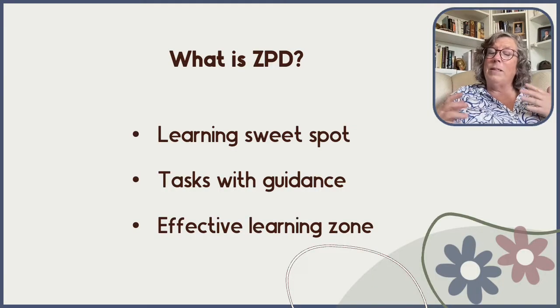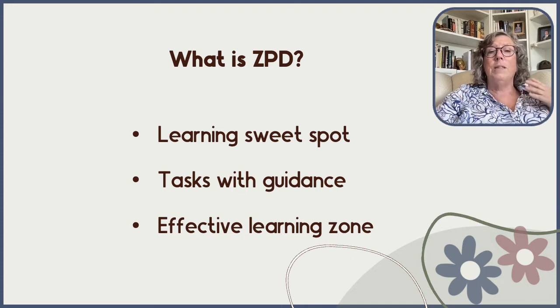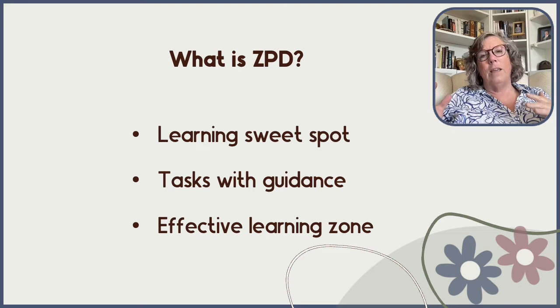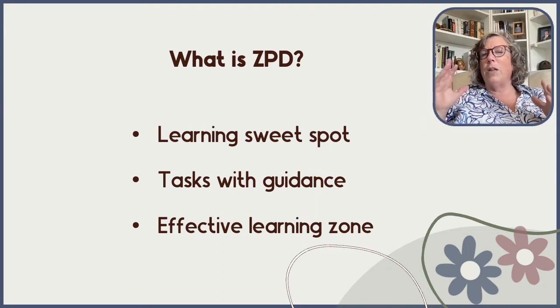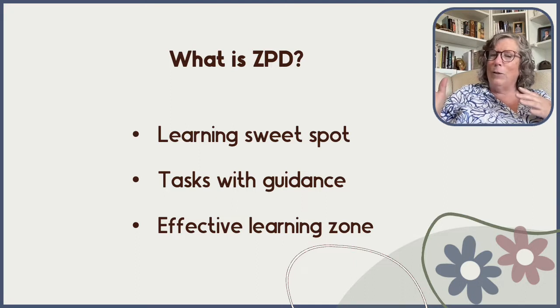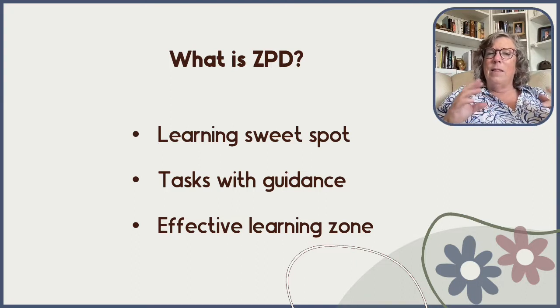So let's start by saying, what is ZPD? The zone of proximal development is a term that was coined by a psychologist, Lev Vygotsky, and it describes the sweet spot of learning where students can accomplish tasks with some guidance, but not yet independently. This zone is where the most effective learning occurs. It's that bullseye of learning.